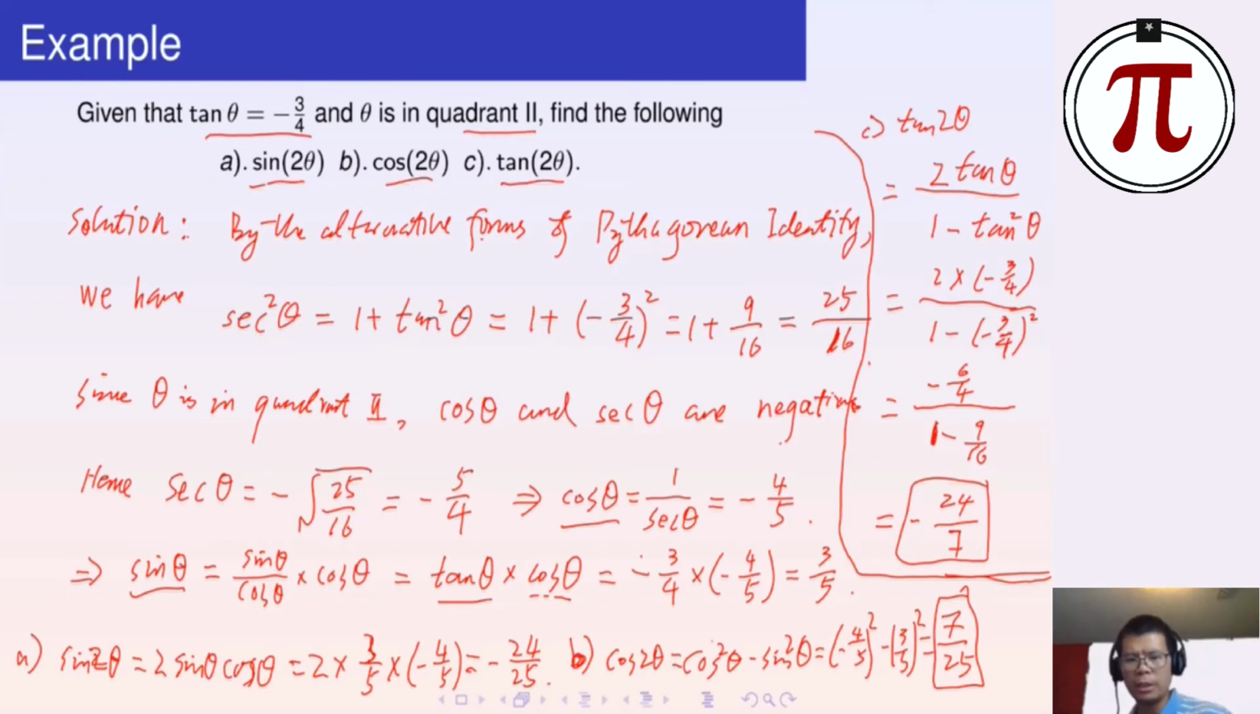So now the key is, how can we find the sine and cosine based on the given information, right? This one is given tangent and the location of theta, right? You have to find the sine and cosine using the previous knowledge: Pythagorean identity, reciprocal identity, alternative forms, and so on, right?